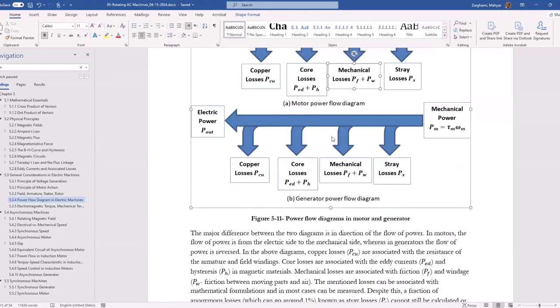If you have a generator, the flow of the power would just be reversed. So you give mechanical power to the generator and you receive electric power on the output.